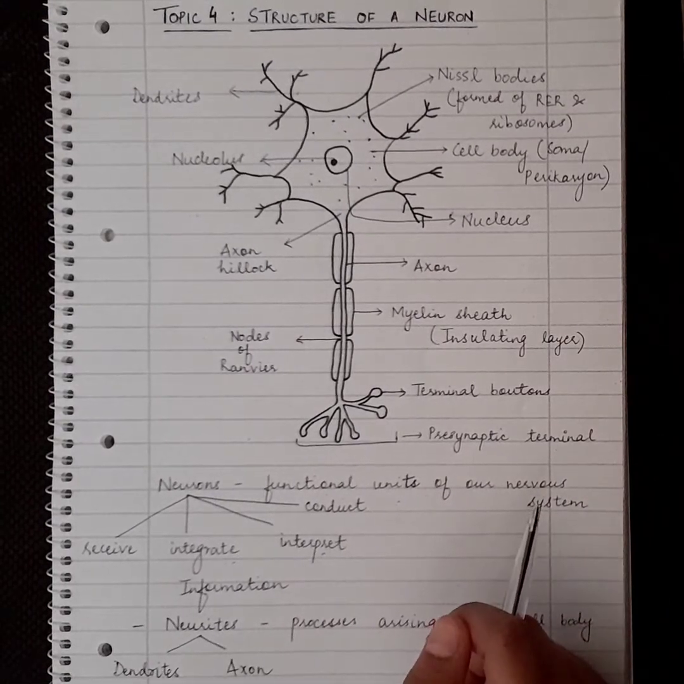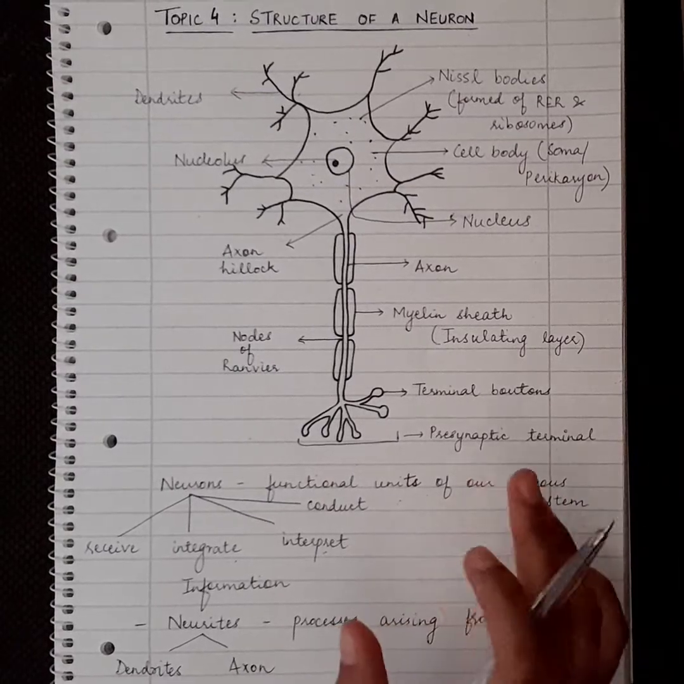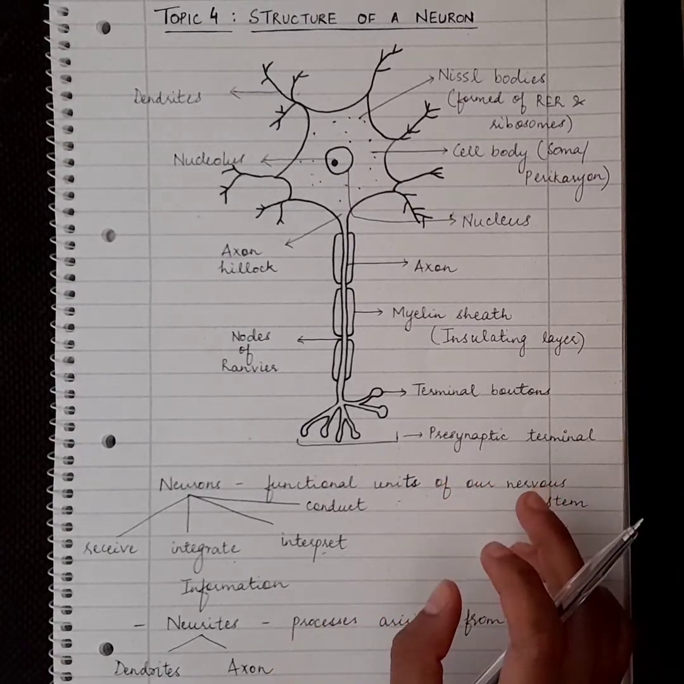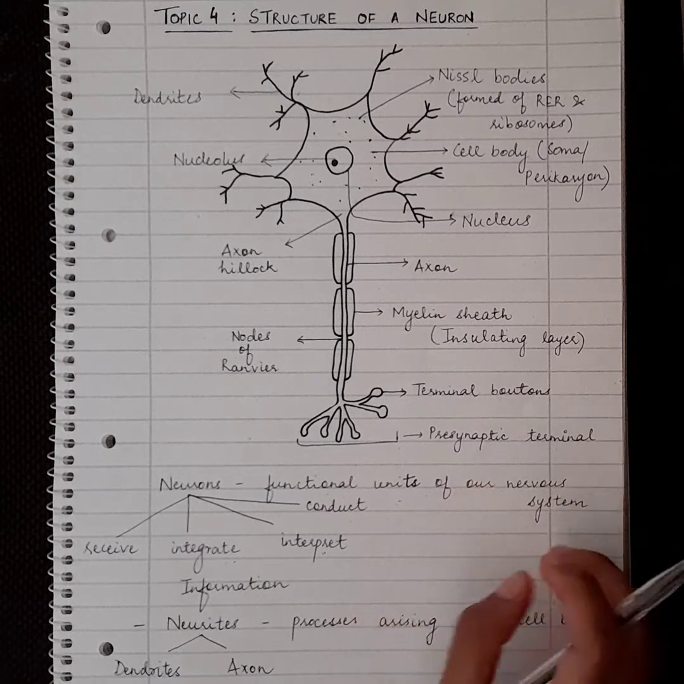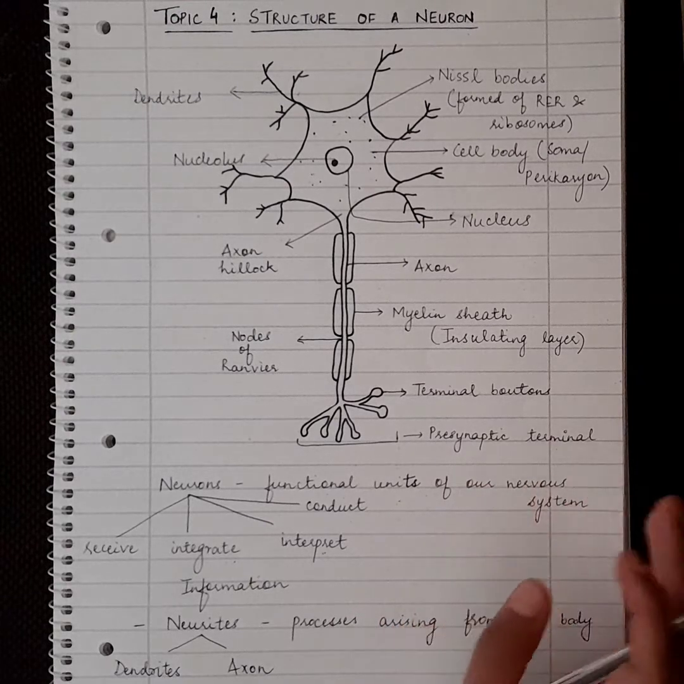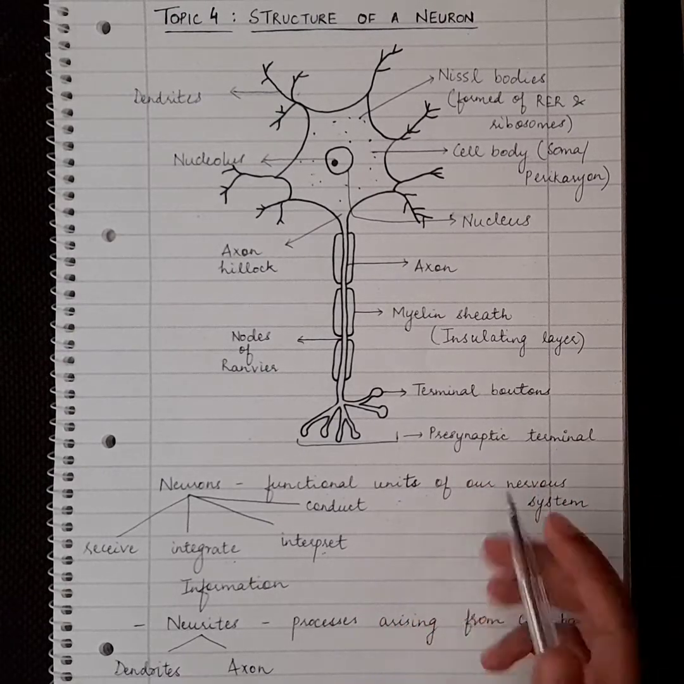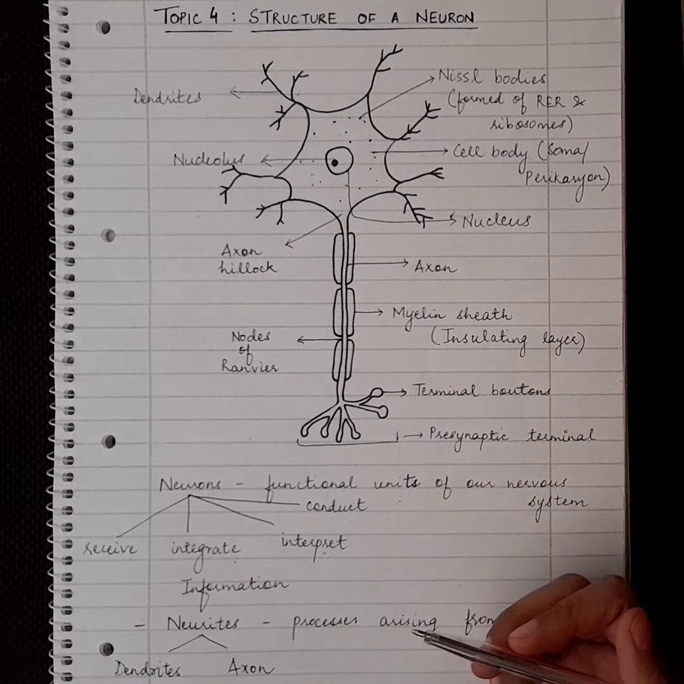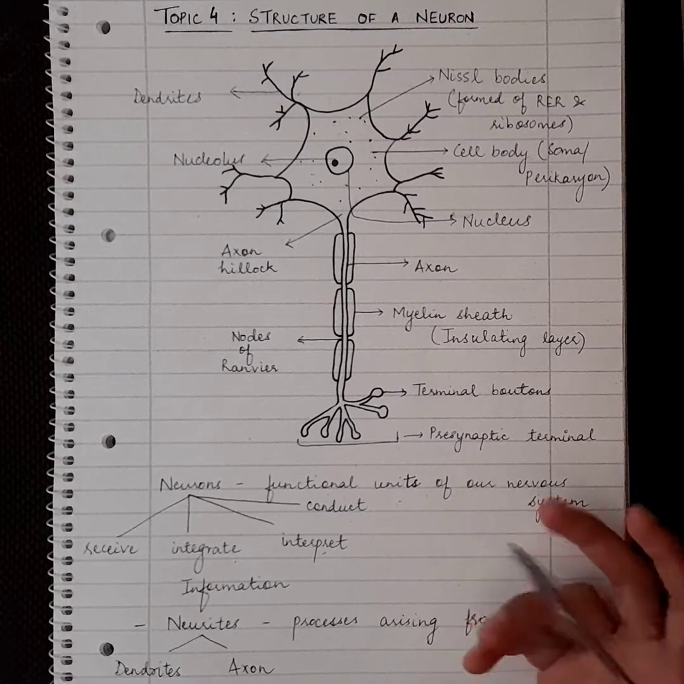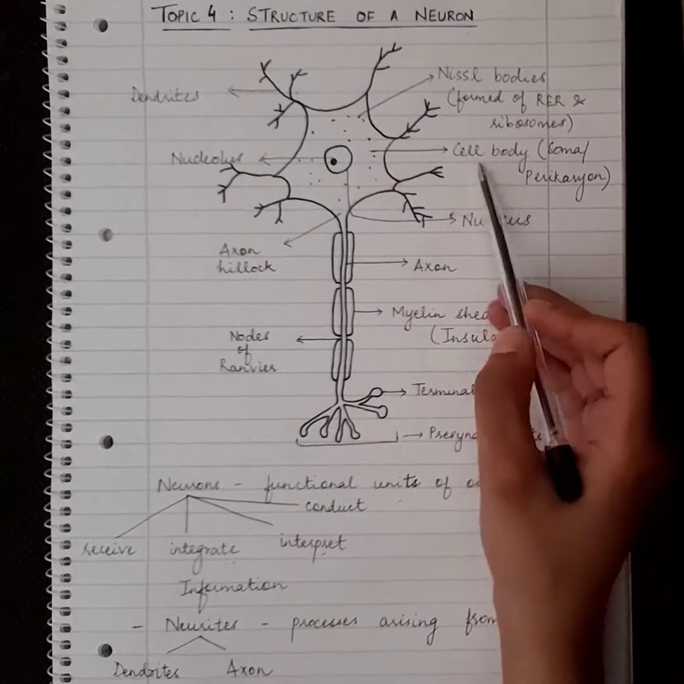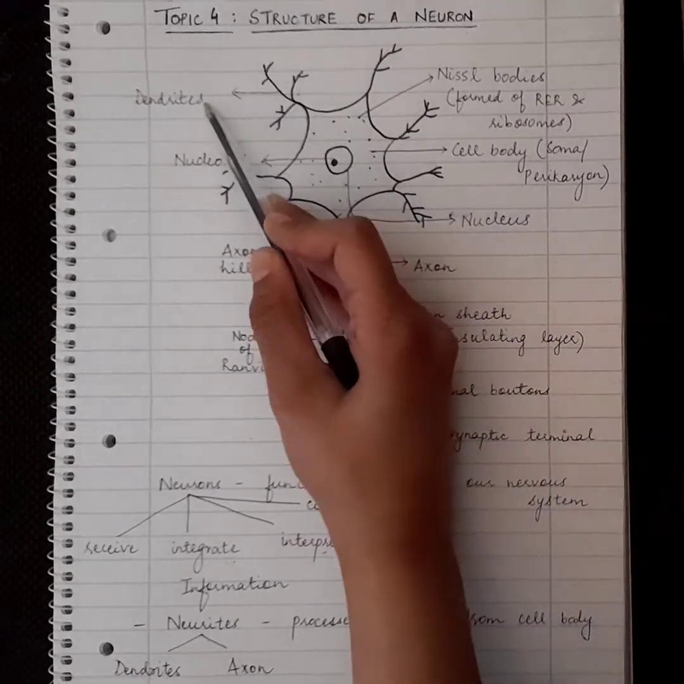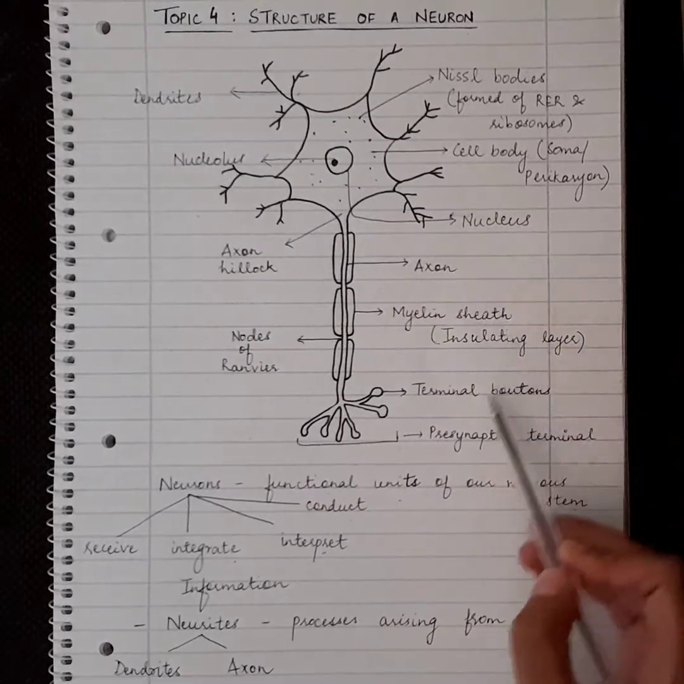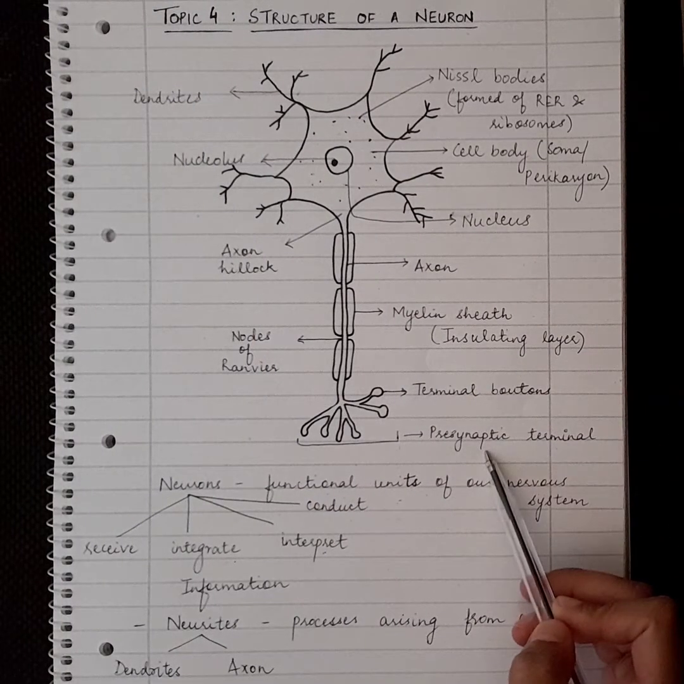Also, neurons can be found in different shapes and sizes, and they have different features also, so they can be classified into different categories, which we will see in the next videos. But now let's focus on the structure of a typical neuron. A typical neuron basically consists of four defined regions, namely the cell body, the dendrites, the axon, and the presynaptic terminal.